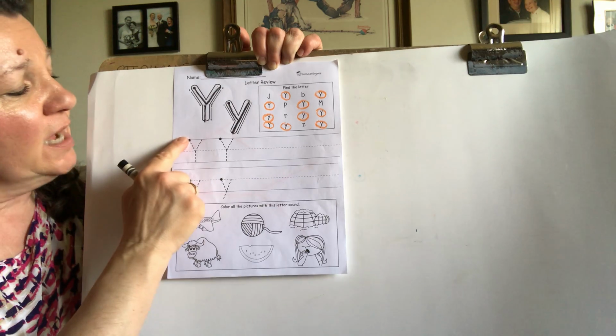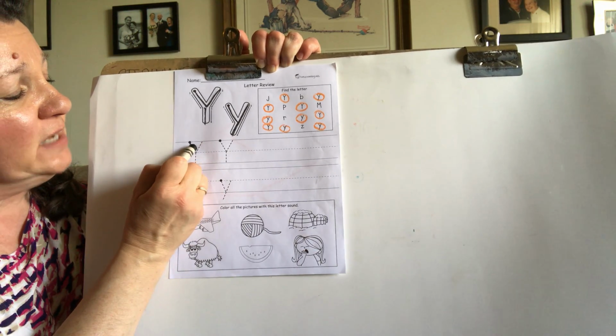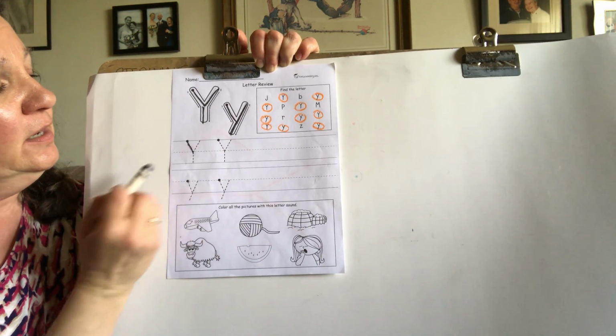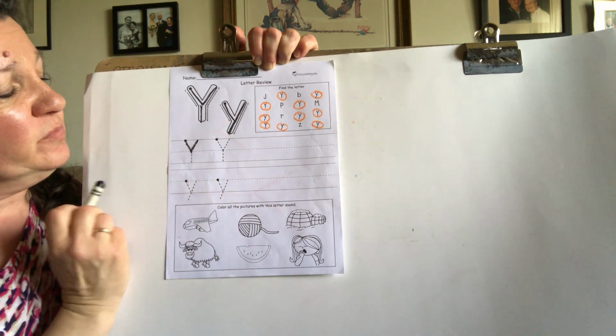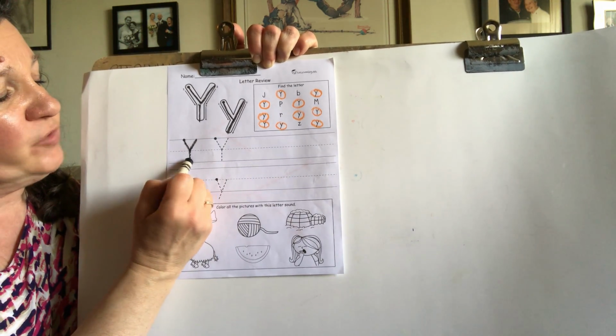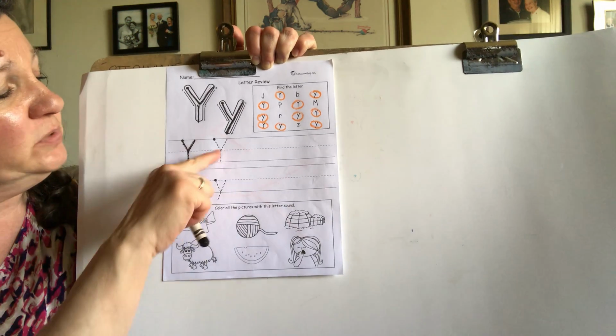Okay, you're going to start at the dot. Remember, we're going to slant to the dot, the middle line. Pick up your crayon. Go to the top. Slant to the middle line again. And now pull straight to the bottom. That's our capital Y. Let's do another one.